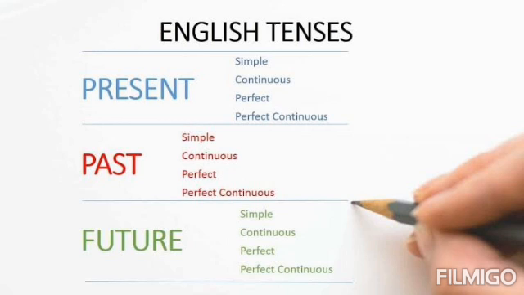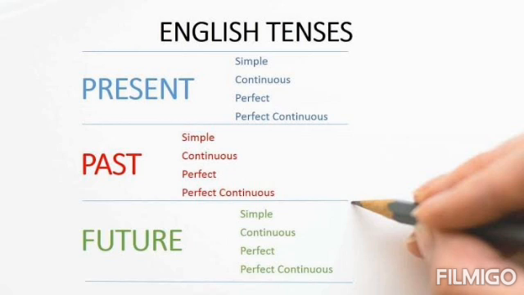I was writing the letter. So instead of past perfect continuous, we simply use simple past continuous only. We make use of it. So normally we don't make use of past perfect continuous tense in our writing. And instead of that, we make use of past continuous.